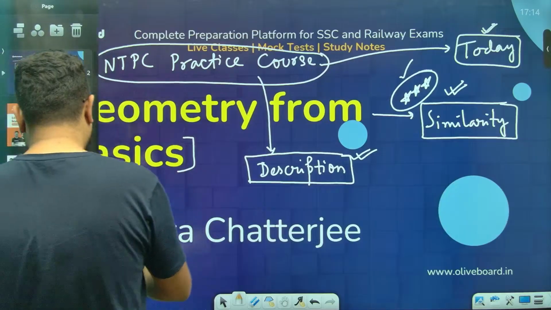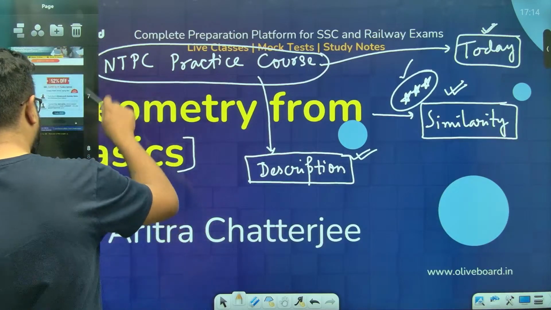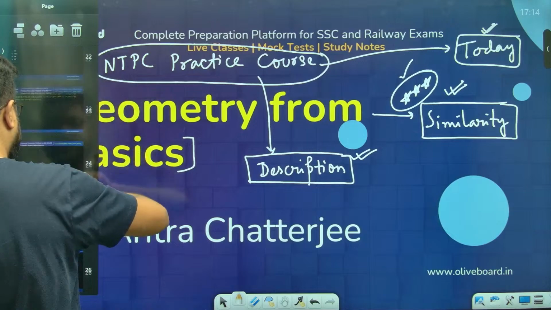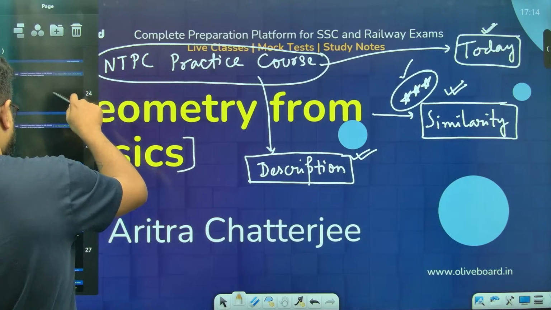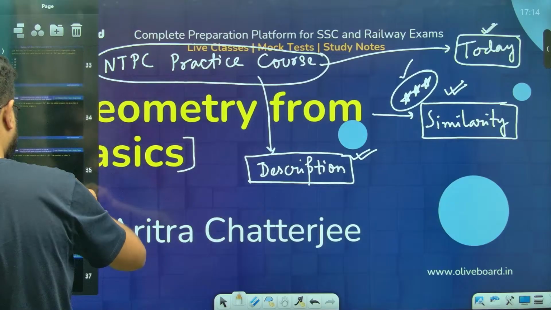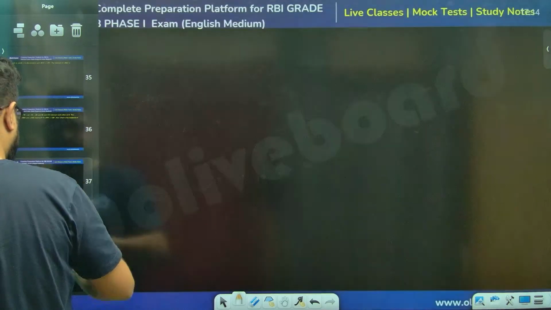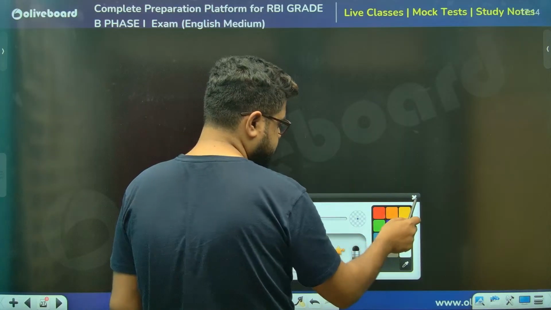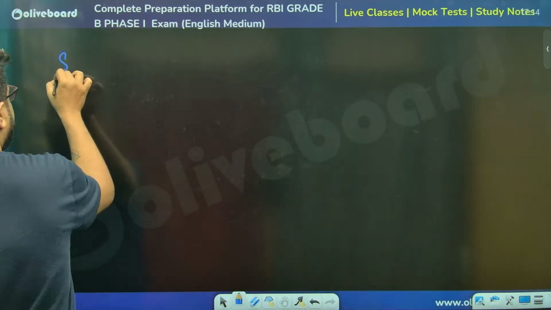Okay, now let's learn the similarity part. Let us learn the similarity part. What is exactly similarity of triangles? Similarity of triangles.